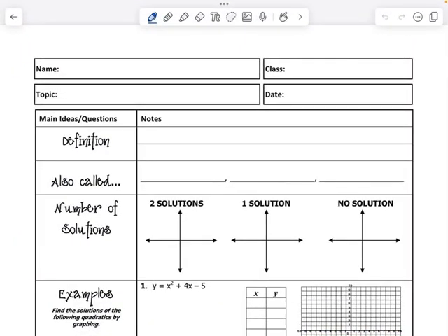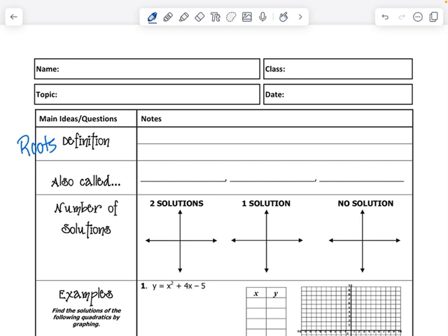Good afternoon. If you could turn to this page in your packet, we are going to take some notes about what we call roots of a quadratic function. So what I want you to do is write the word roots right here. Okay. We are not talking about simplifying square roots. We're talking about the roots of a function, okay?